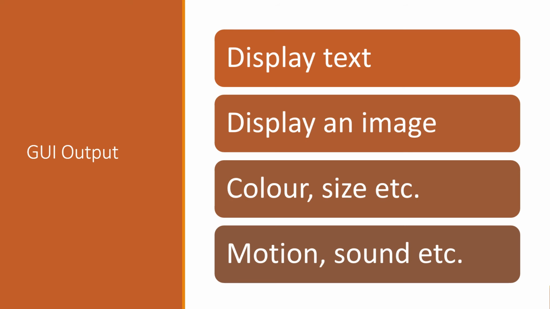And finally, of course, your GUI will have output. Typically that will be text, but it's quite easy to display an image as output, and we can vary the colour and size of what the user sees, and we can add motion and sound. I'm not going to talk about that much, but you can do your own research and find out how. I'll explain how you can learn more.